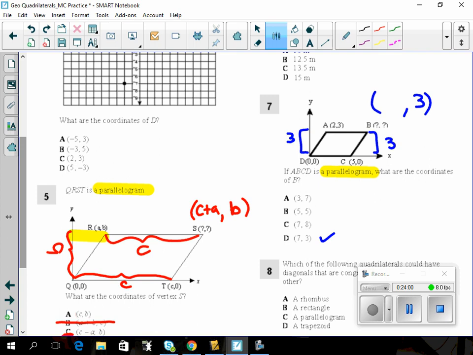But did we understand where the 7 came from? 5 plus 2. Because this is 5 from here to here, and this over here is 2. So 2 and 5 is 7. Yes. Because that's how far up you go. Because it says here, point A goes up 3. Right?